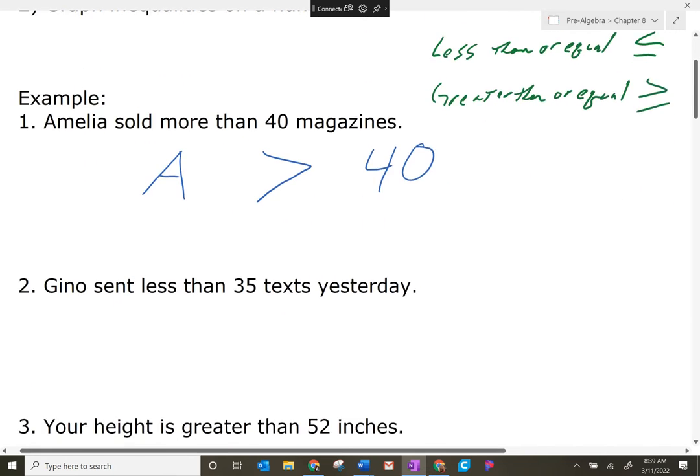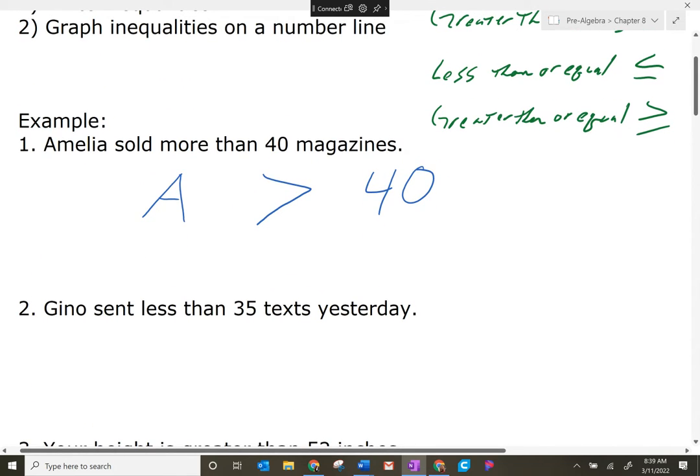All right, on to example number 2 then. This one, Gino sent less than 35 texts yesterday. So first thing we need to do is we need to get a variable. What do you guys want to use for a variable in this one? G. Gino. He sent less than 35 texts yesterday.